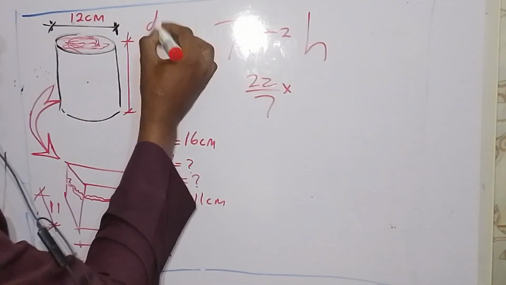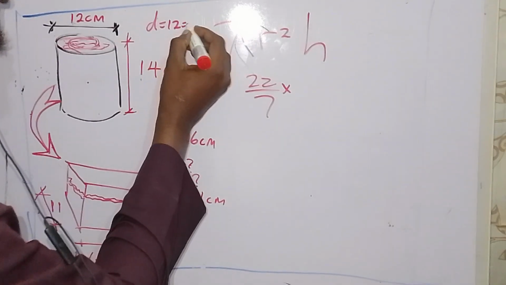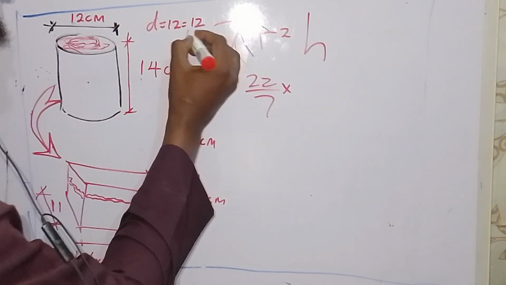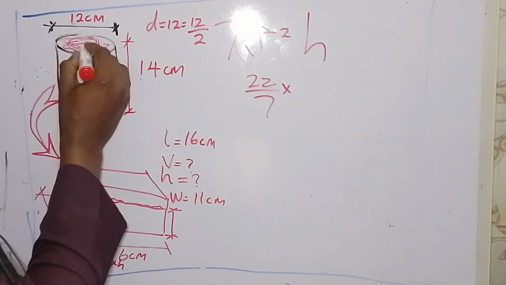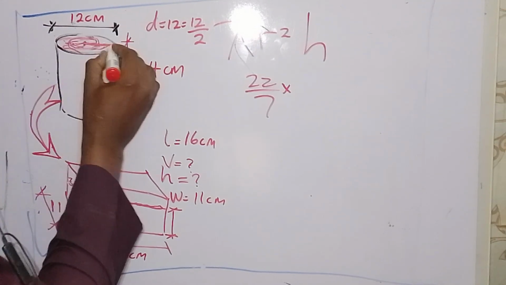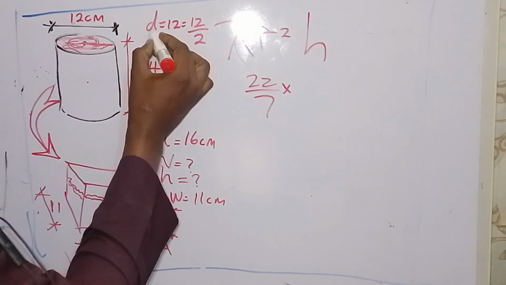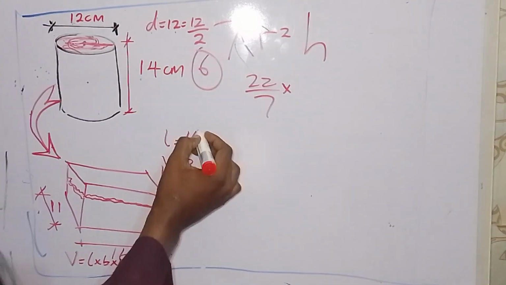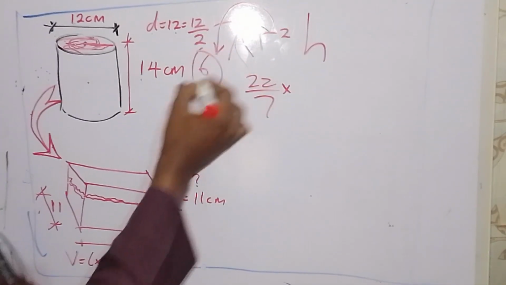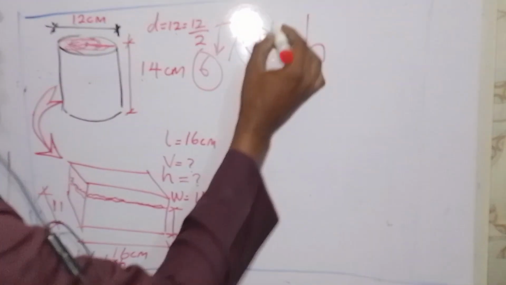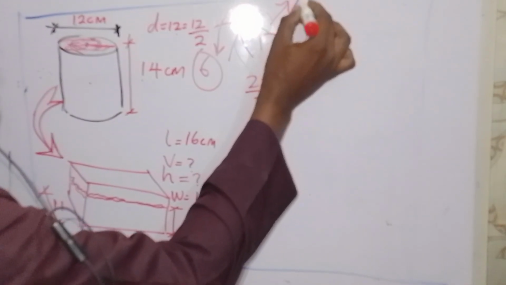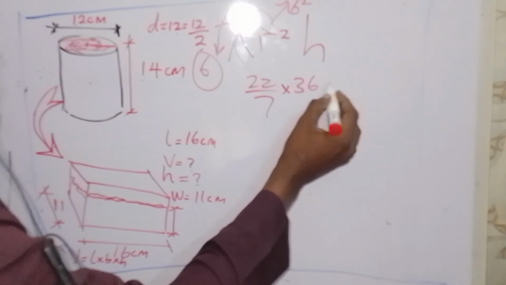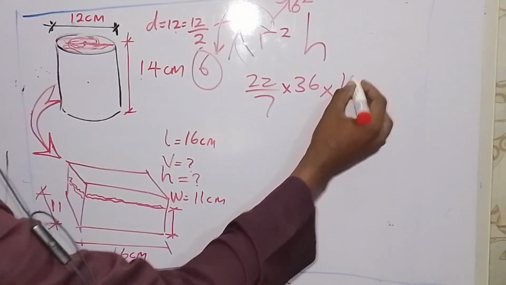So if the diameter is 12, radius is equal to 12 over 2, because remember, the radius is half of the diameter. So radius is 12 over 2, that gives us 6. Since our radius is 6, pi r squared h will be 22 over 7 times 6 squared, which is 36, times the height. Height is 14.